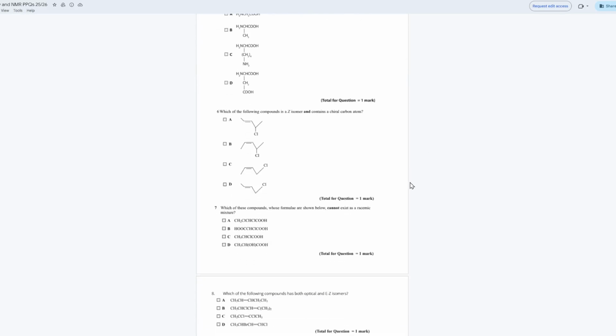Which of the following compounds is the Z isomer and contains a chiral carbon atom? Z isomer, so that's two in the same direction. So we're going to be looking at B and C, and then the chiral carbon atom. B looks chiral to me, because C has two hydrogens on that second carbon and B only has one, and then it has three other groups, so I'm going to go with B there.